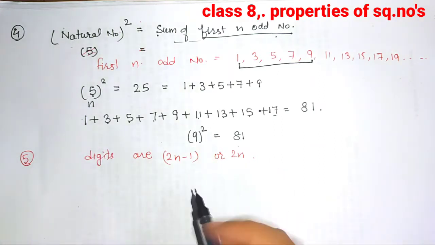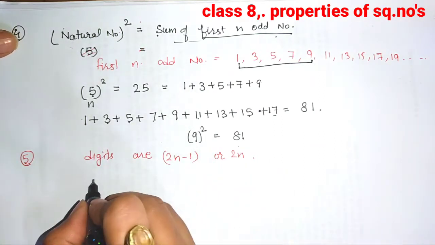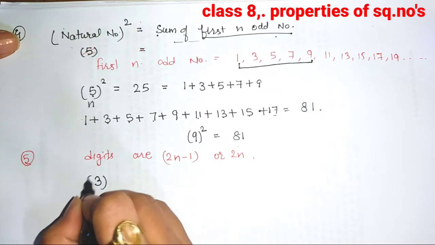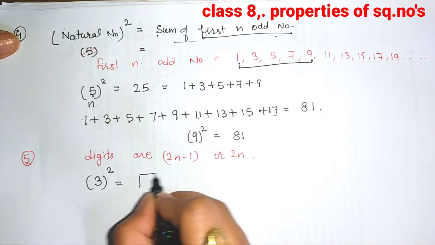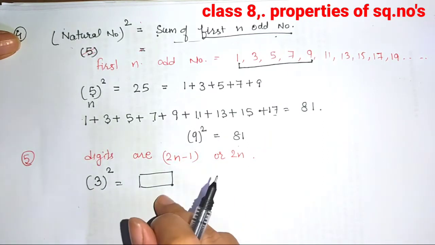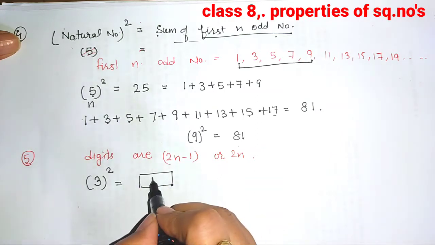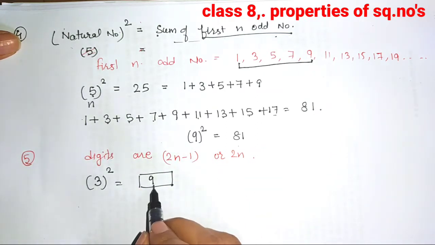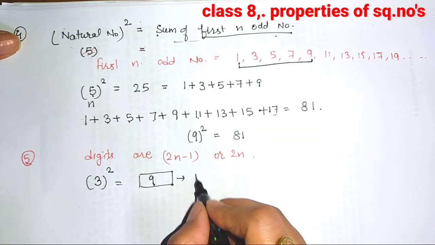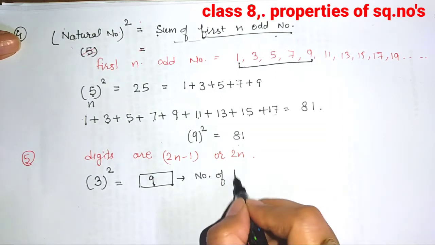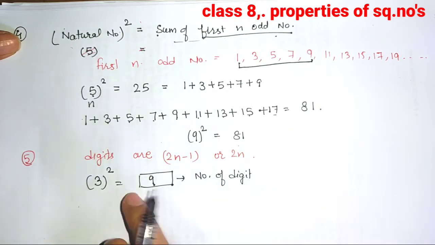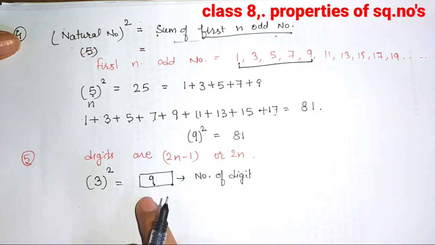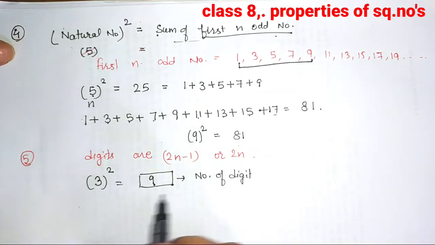What they are asking is, if you want to square a number, they are not asking what answer you get when you square it. You know that when you square 3 you will get 9, but they don't want the 9 answer. They want the number of digits. How many digits you are getting in your answer. So how will you get it?